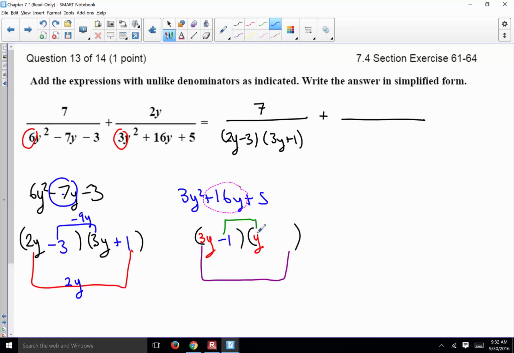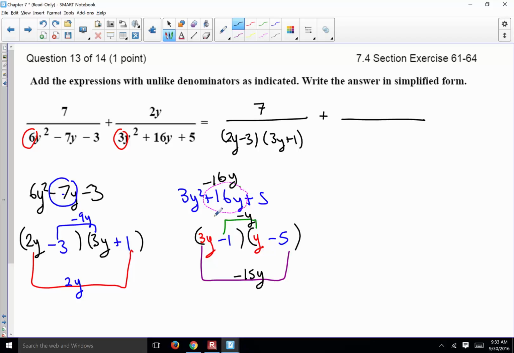3y minus 1 and y minus 5. Let's double check. First, multiply these blue numbers and make sure it makes the last number. Minus 1 times minus 5 makes positive 5. Yes, it does. Multiply outside terms, minus 15y. Inside terms, minus y. When I add minus 5y and minus 15y, unfortunately you get minus 16y, not plus 16.